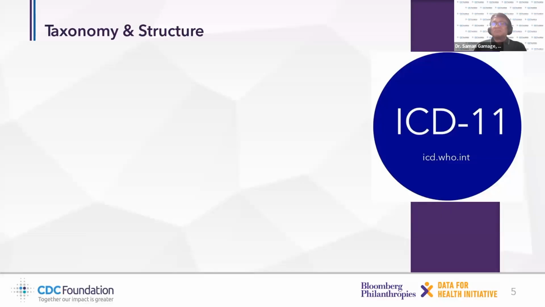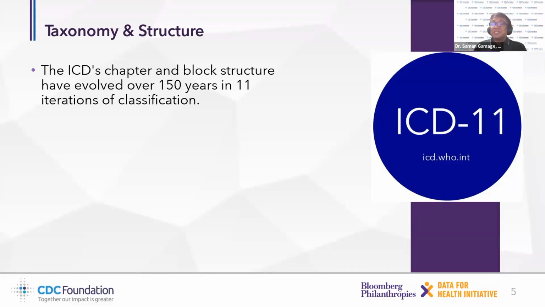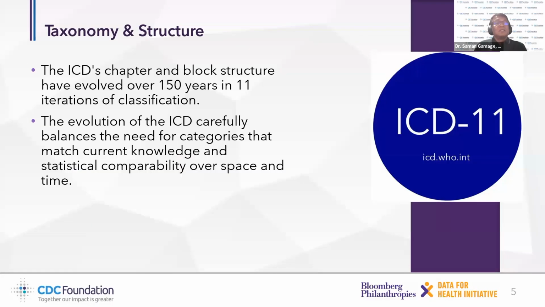Taxonomy and structure. ICD is a global system for naming and classifying diseases and health problems. ICD has a hierarchical structure from chapters to specific conditions. Chapters group related kinds of health problems. Within chapters, there are blocks and then individual diagnoses. ICD's chapter and block structure have evolved over 150 years in 11 iterations of classification. The evolution of the ICD carefully balances the need for categories that match current knowledge and statistical comparability over space and time.